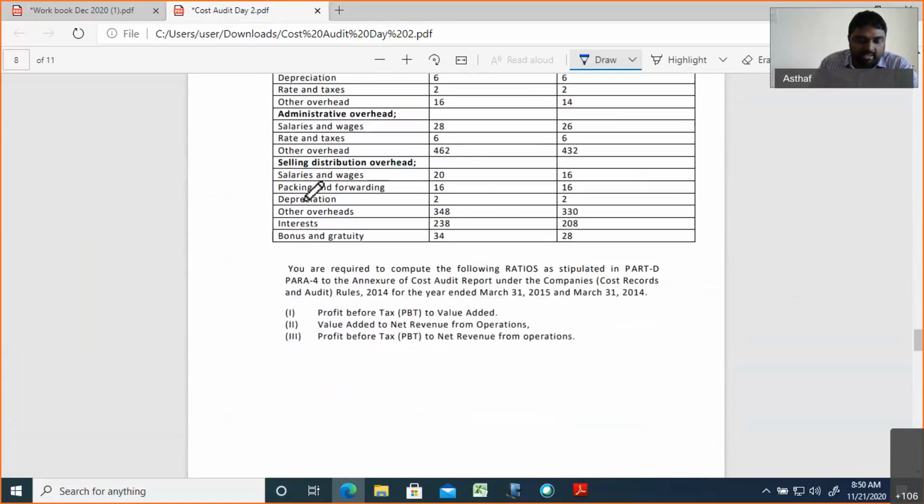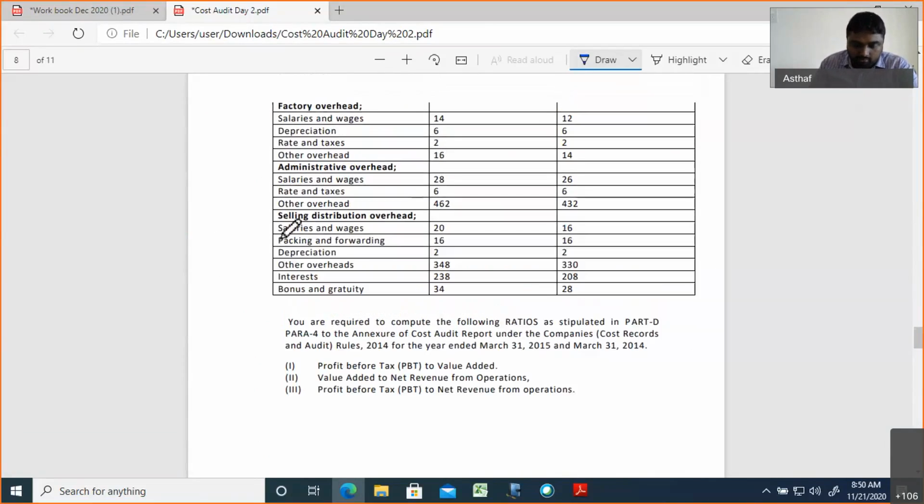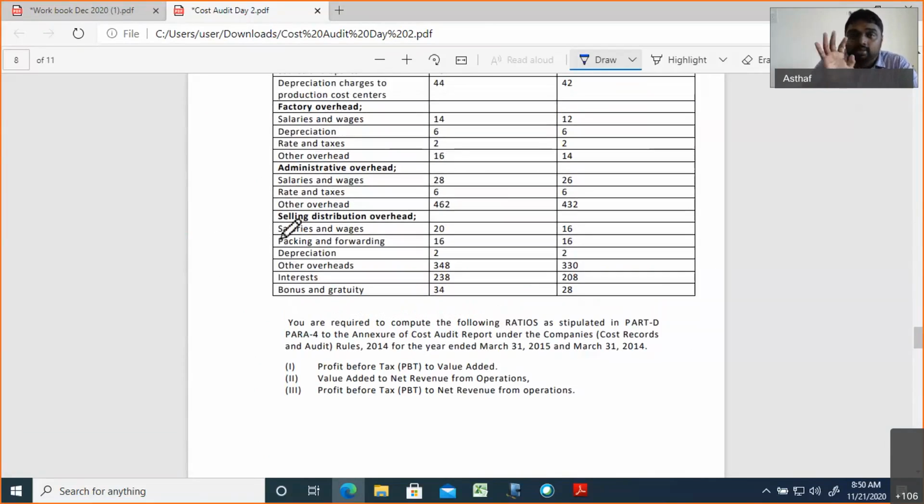Here they were asking for PBT to value added, that is the ratio they are asking: value added to net revenue, profit to net revenue. They are not asking for earnings available for distribution and all, only value added. So we will do it very fast. One more problem, so we will get more confidence. Come on fast.